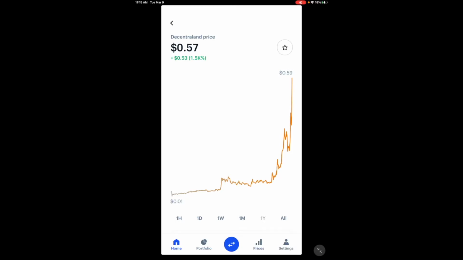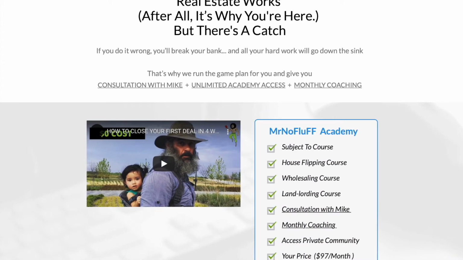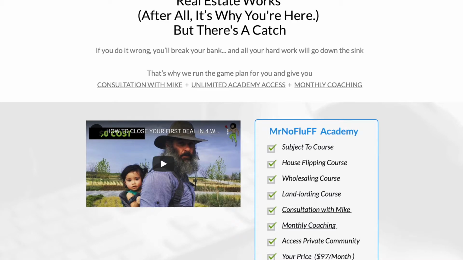Okay, cryptocurrency is extremely risky. Any kind of investment is extremely risky, but I still like to do it. Now, why do I like Decentraland? Because it represents real estate. What I did is I bought these coins called Mana. I'm not sure if I'm pronouncing it right. With this, I was able to buy plots of land in Decentraland, okay?